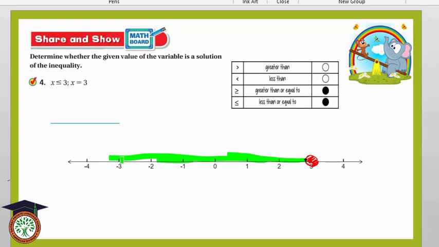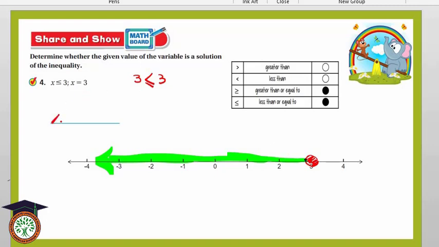Okay, it's a little bit funny, but okay. He wants to check 3. Is 3 a solution? Yes. It is a part of my shaded line because my circle is shaded. So if I substitute in my inequality here, 3, is it less than or equal to 3? Yes, it's equal to 3, so it's a solution.